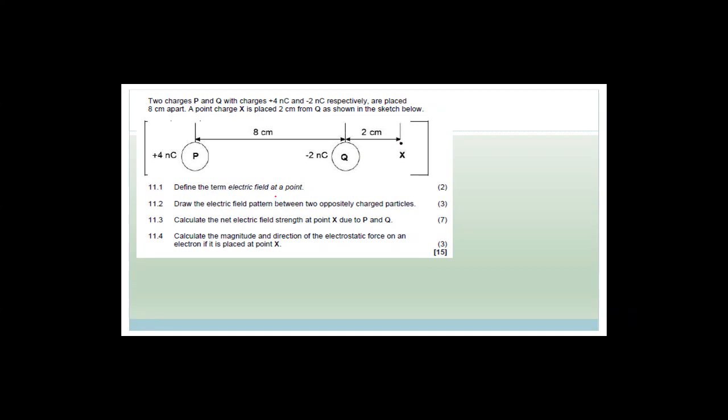Remember, the electric field is basically the field that a positive point charge will experience in the presence of a charged object. Now it says draw the electric field pattern between the two oppositely charged particles.